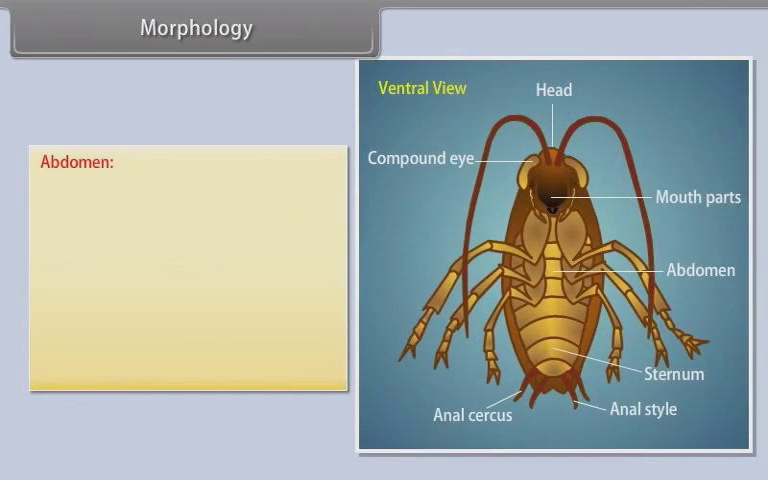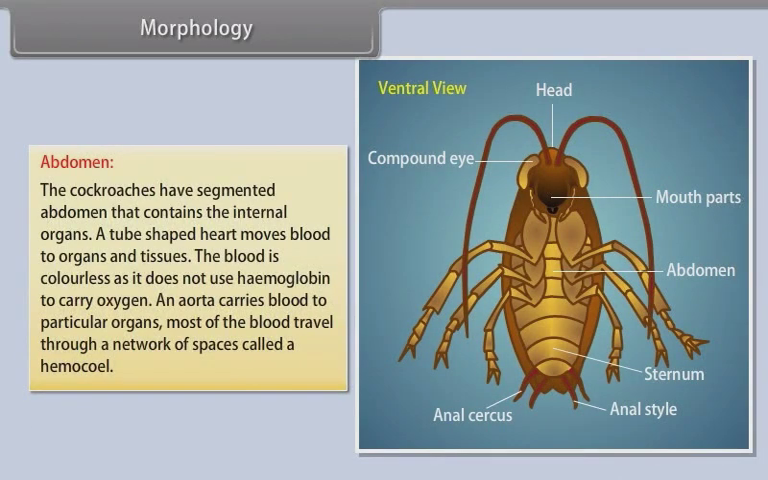Morphology. Abdomen. The cockroach has a segmented abdomen that contains the internal organs. A tube-shaped heart moves blood to organs and tissues. The blood is colorless as it does not use hemoglobin to carry oxygen. An aorta carries blood to particular organs. Most of the blood travels through a network of spaces called the hemocoel.